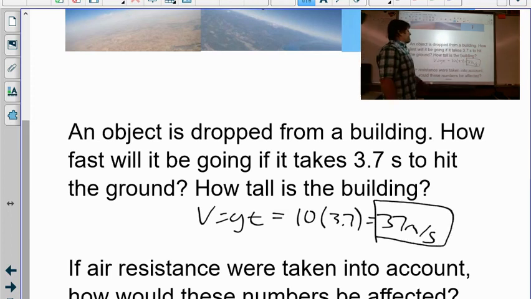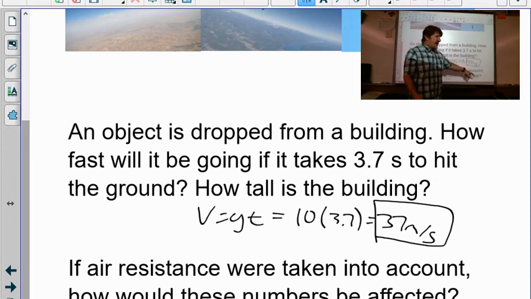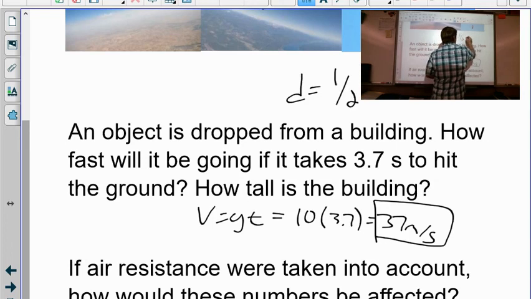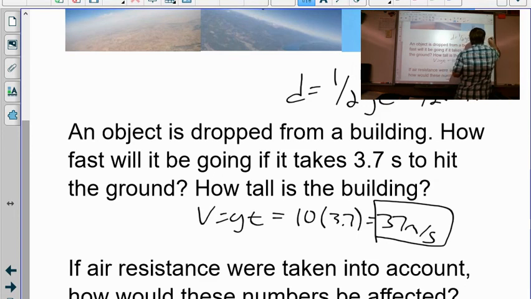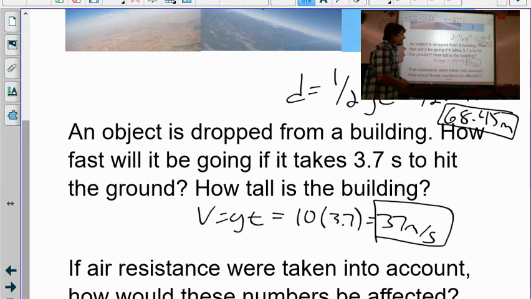So that part's easy. The distance, remember, that's the one that you've got to think about: it started at zero and then it accelerated to 37. I could take the average of zero and 37, multiply that average times 3.7, or I could just plug it into my formula that distance equals 1/2 gt squared. I'm going to have to bust out my calculator because I can't do this: 1/2 times 10 times 3.7 squared. If I do that, 3.7 squared times 5 equals 68.45 meters. Okay. So again, speed is not distance.